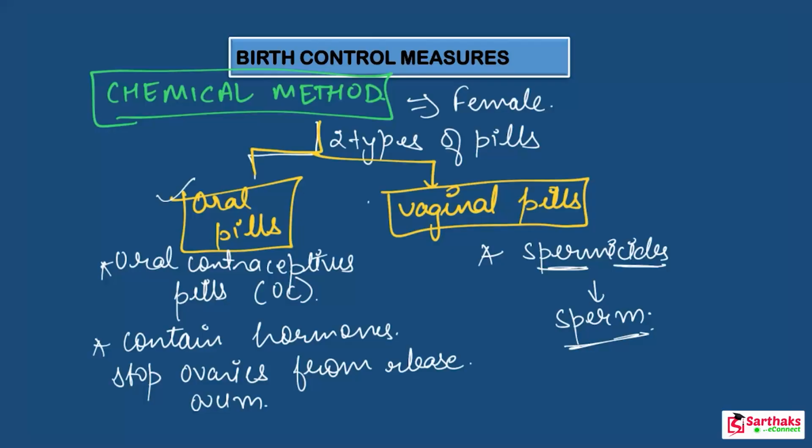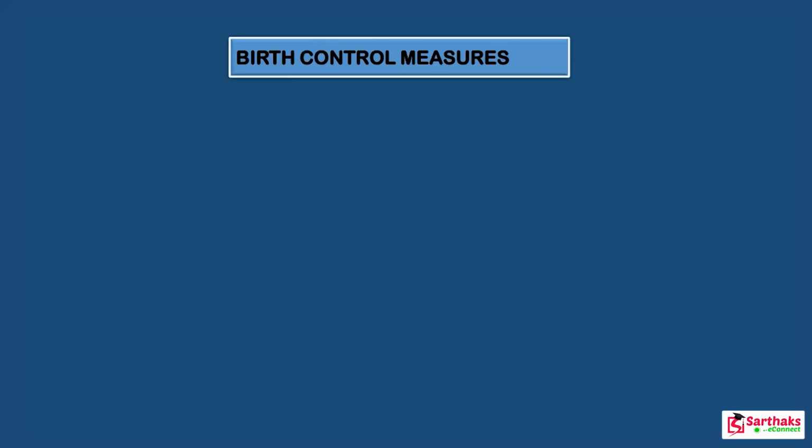Now what about the vaginal pills? Vaginal pills contain the chemicals known as spermicides, which kill the sperms. Now the third method, here I am going to write, the third method of birth control is the surgical methods.